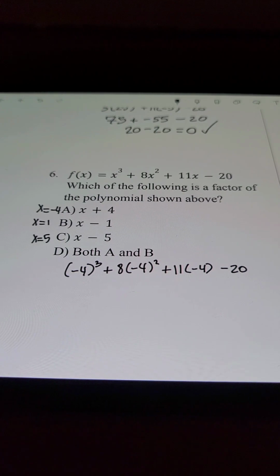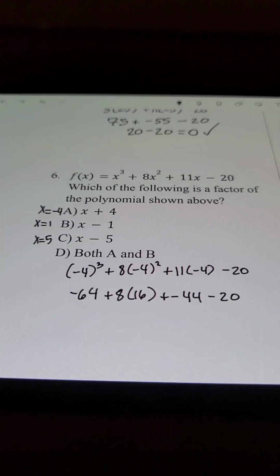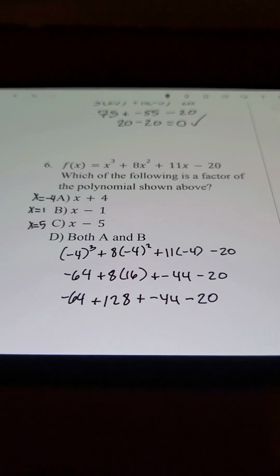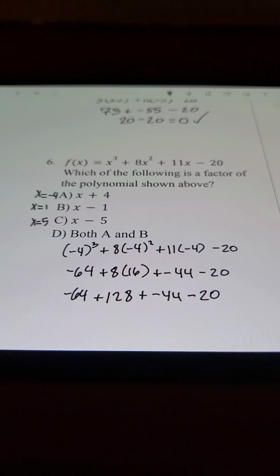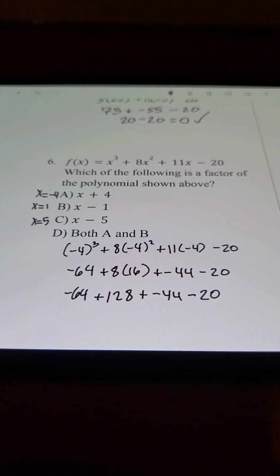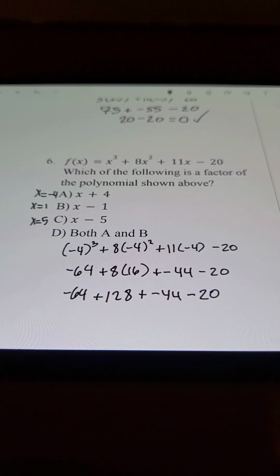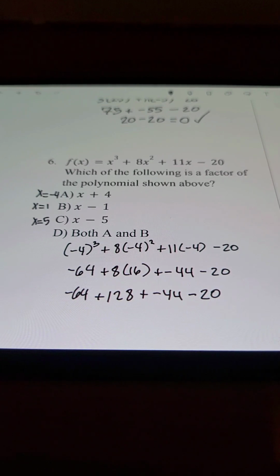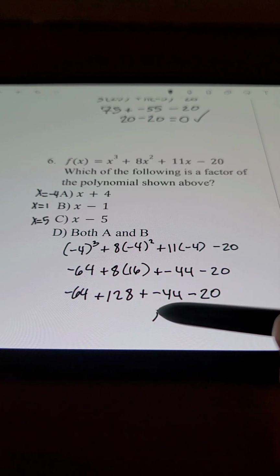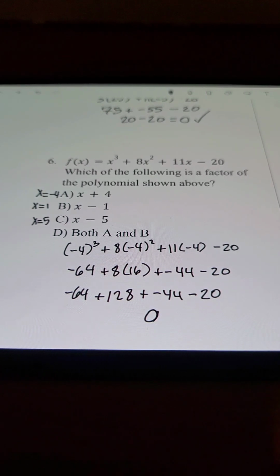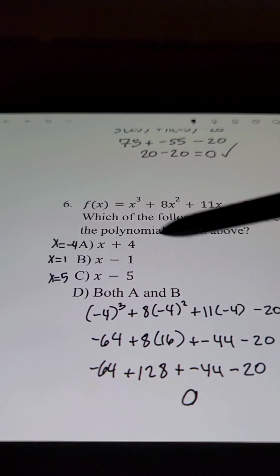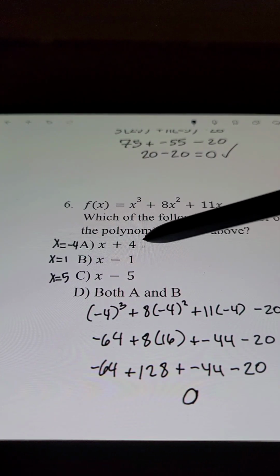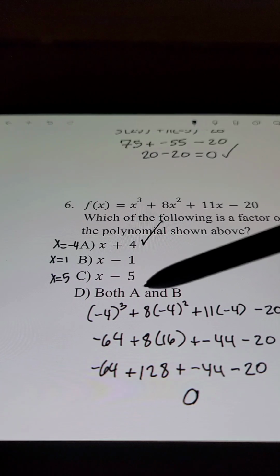So I plug in -4 for each of the x's. Now I'm going to do my exponents. So I'm going to multiply 8 times 16. And when I do that, I get this. So now I'm going to add this all up. And when I do that, I get 0. So since I did get 0, that means this is in fact a factor. So that works. But I see answer choice D says it could be both A and B.